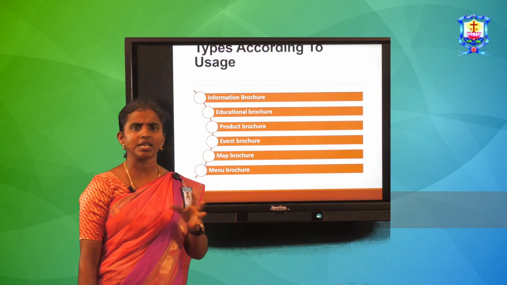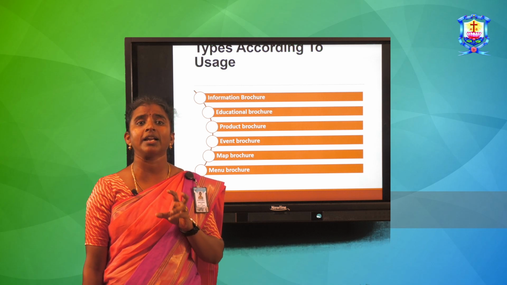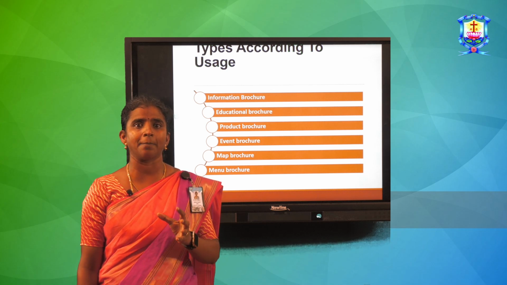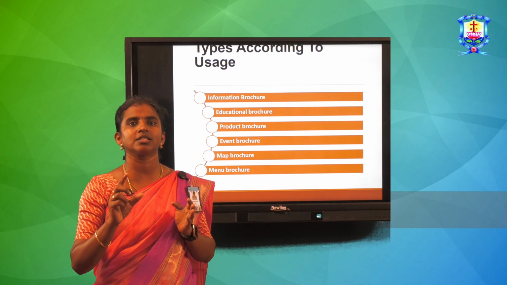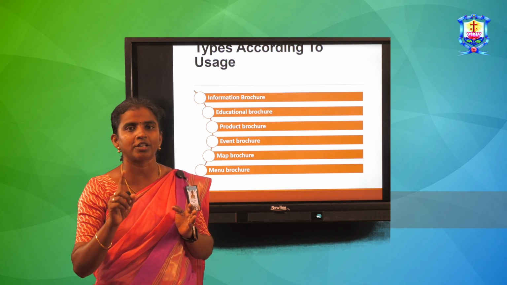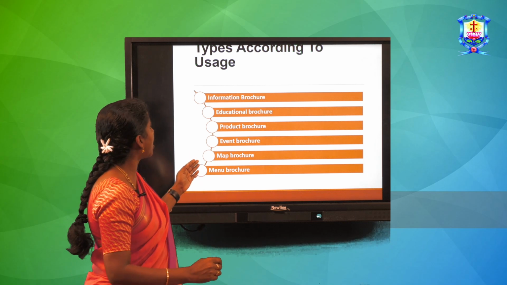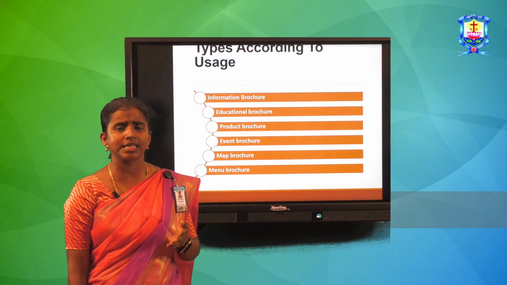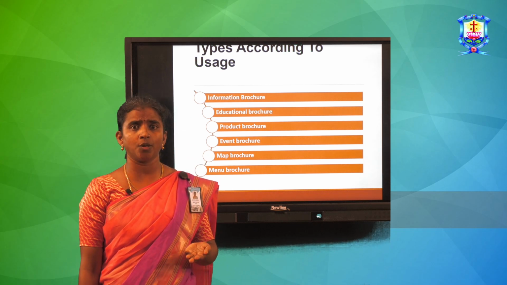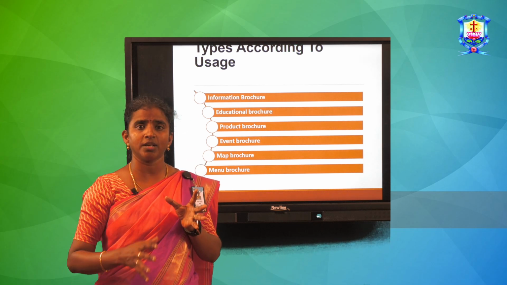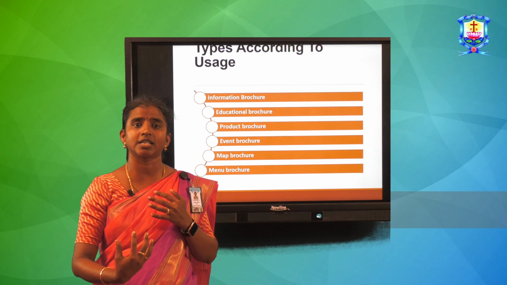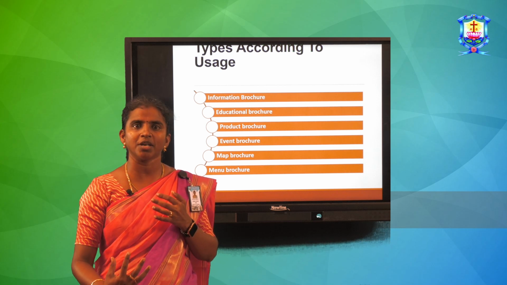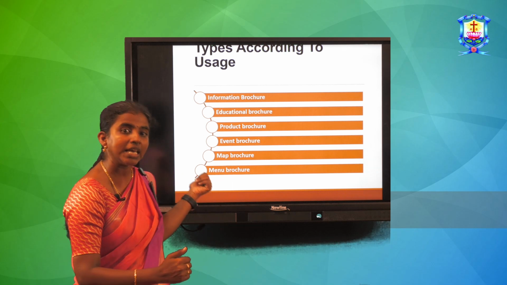Then the product brochure is where you specifically explain a particular product. For example, Himalaya is a brand, and inside Himalaya you are going to explain one particular product. That is called a product brochure. Then the event brochure, as I said earlier: when you are conducting an event, you can explain the event in the front and what things are happening, and at the back you can write the schedule of the event and who is coming for the event. All those things you can give in an event brochure.